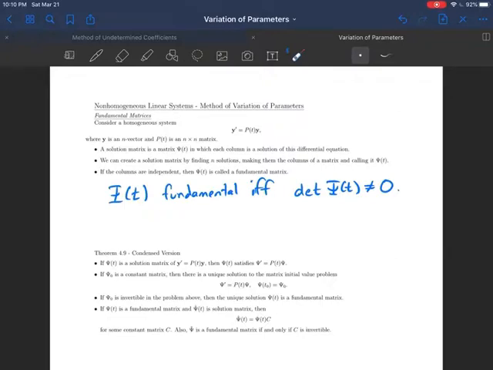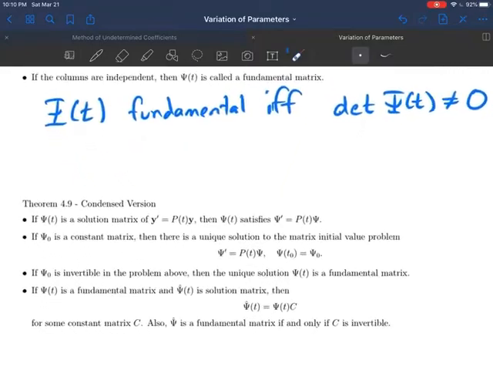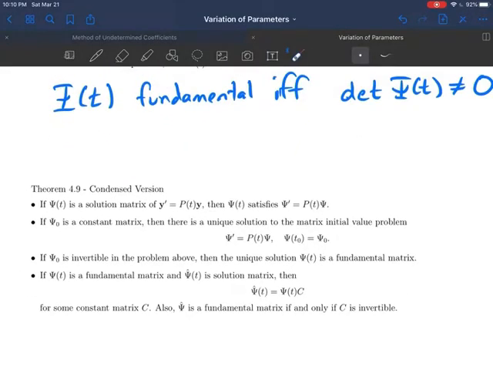All right, so now that we've been reminded of the idea of a fundamental matrix, we need to prove a few things about them, or at least know the truth of a few things about them. So here's a condensed version of Theorem 4.9, which deals with these fundamental matrices and solution matrices. This first one is going to come up in the proof we're about to run through. If we have a solution matrix of this differential equation, then C of t satisfies a differential equation of its own, which is C prime of t equals P of t times C of t. So basically the matrix as a whole satisfies the same differential equation that each of its columns do.